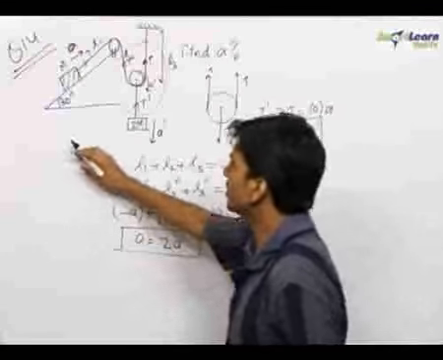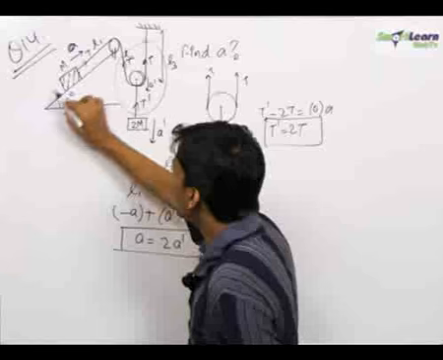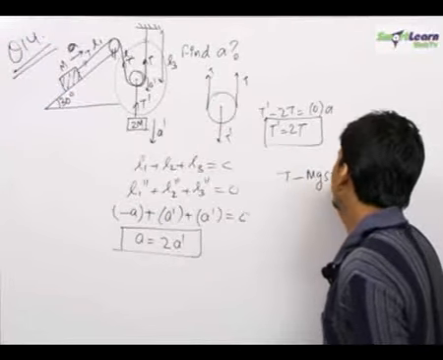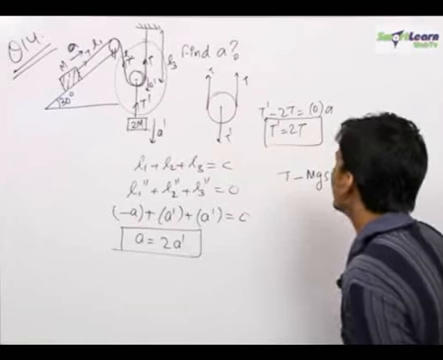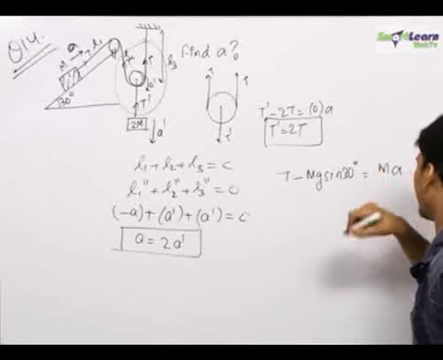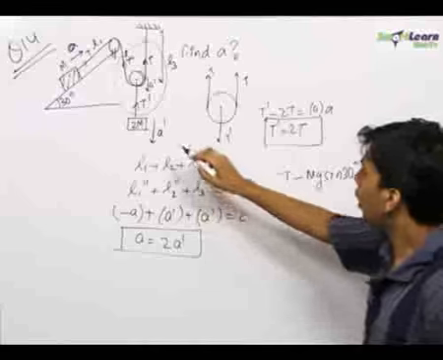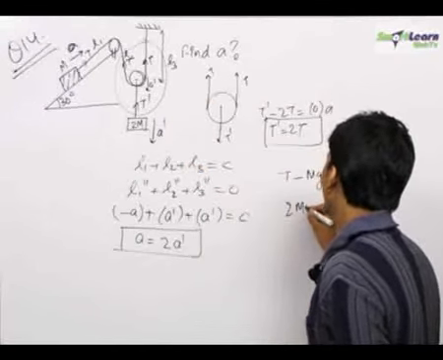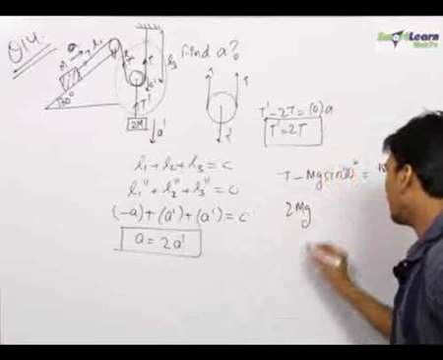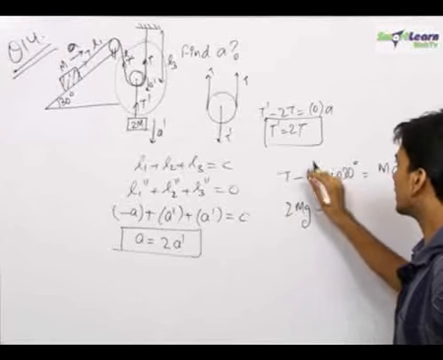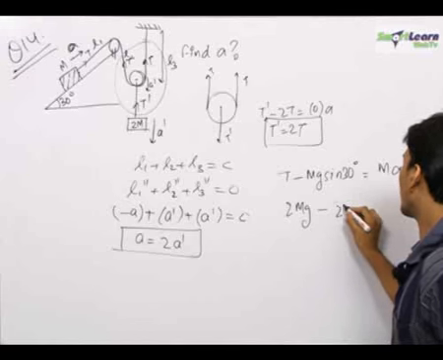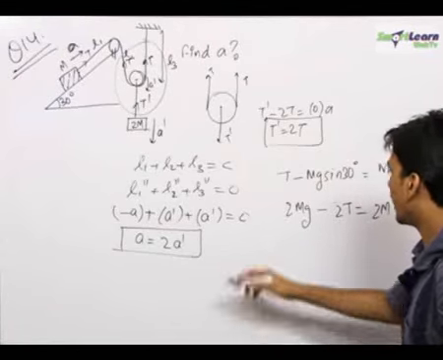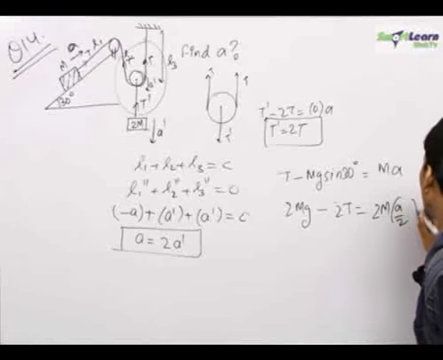Now we write the equation for this block along the incline. That gives us T minus mg sine theta, that is mg sine 30 degrees, is equal to m into A. Now by applying the equation on this block in the vertical direction, we get 2mg, that is the gravitational force on this object, minus T dash, that is equal to 2T, is equal to 2m into A dash. A dash is equal to A by 2.